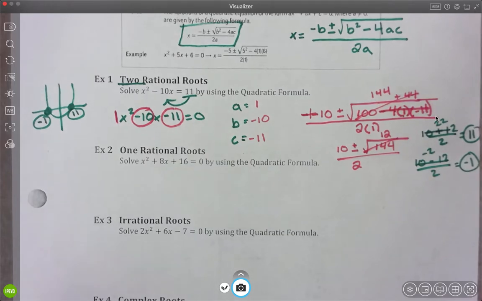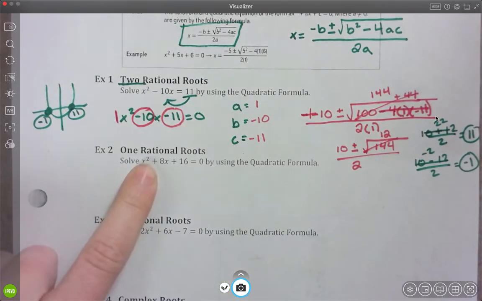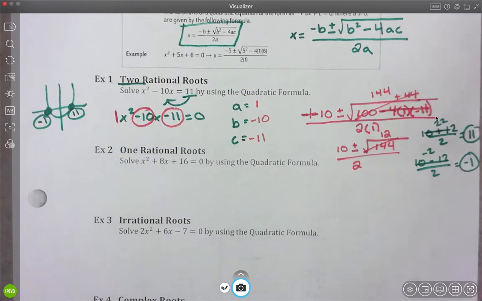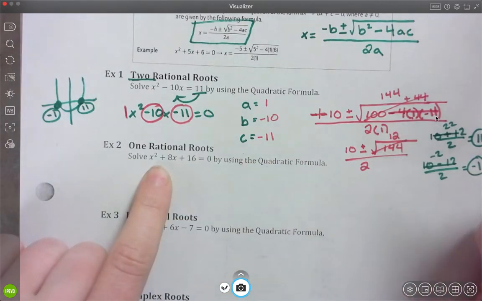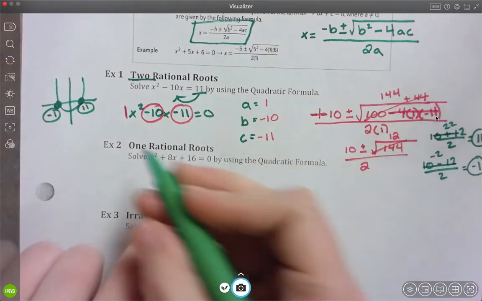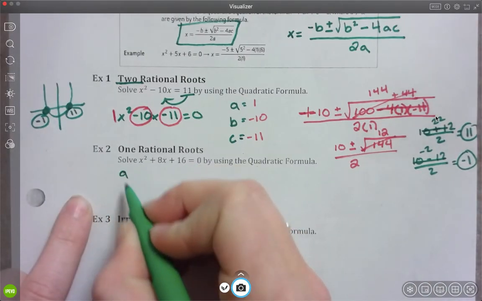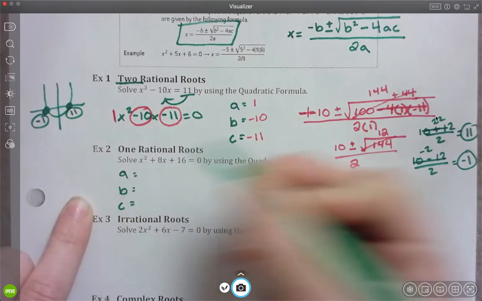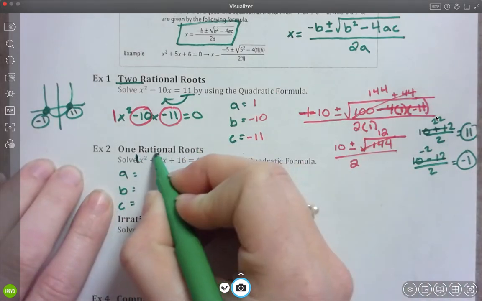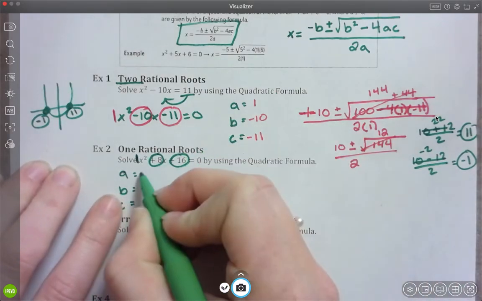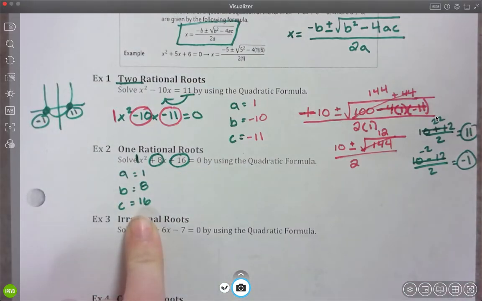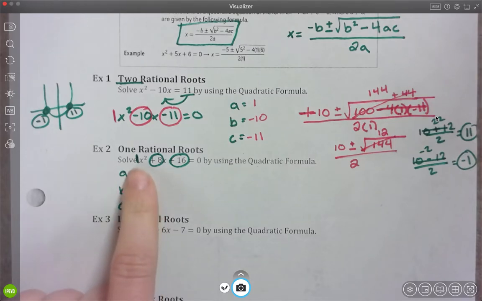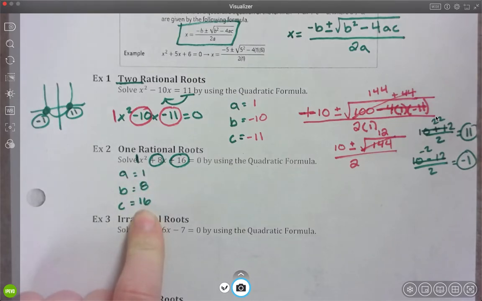All right, same thing again, example 2, except we're going to have 1 rational root. Okay, so he's going to just be touching, all right? Now, everything is on the same side like it's supposed to be, set equal to 0, so we can just dive in and do ABC. A is 1 again, B is 8, C is 16. 1, 8, 16. Okay, you probably can do this after a little bit of time without writing out ABC, but it's good for the first couple times to at least just write it out.